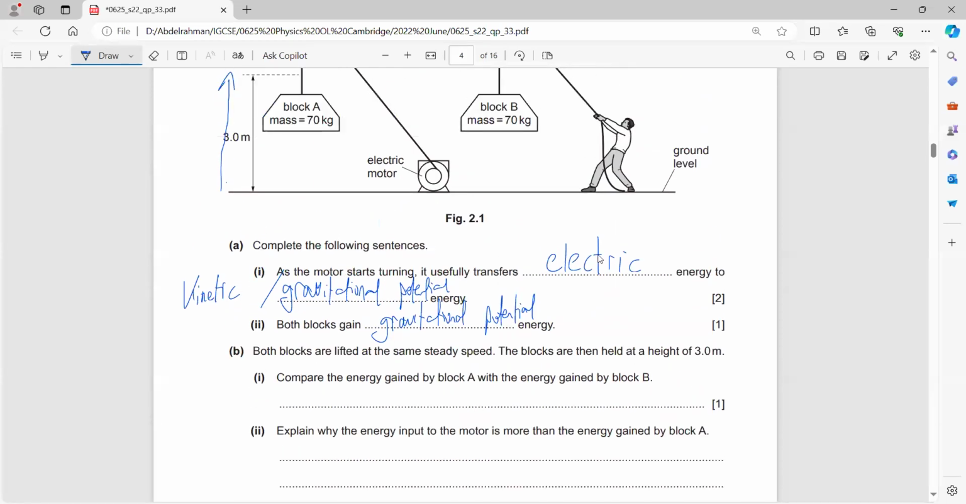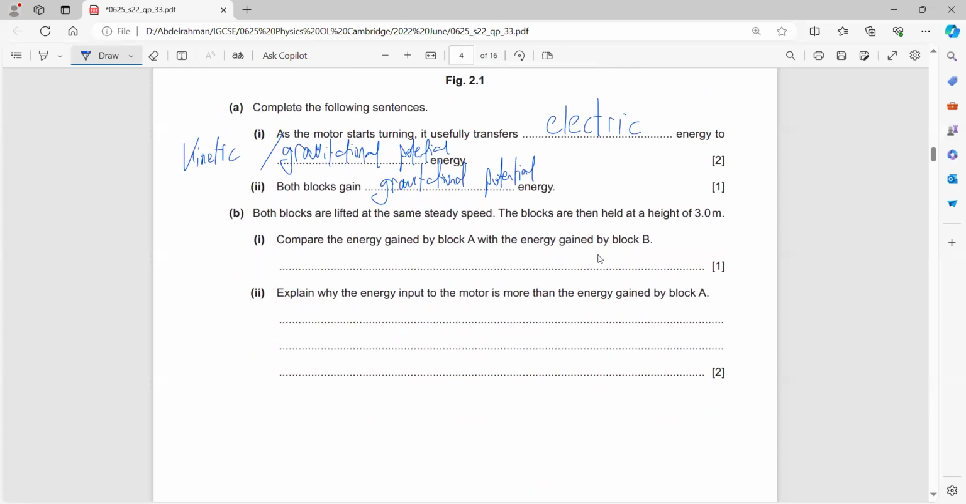They're the same. Same, right? Why is it the same energy? The same, they are equal. Why are they equal? Because they both have the same distance and the same mass, so the same distance times the same force.